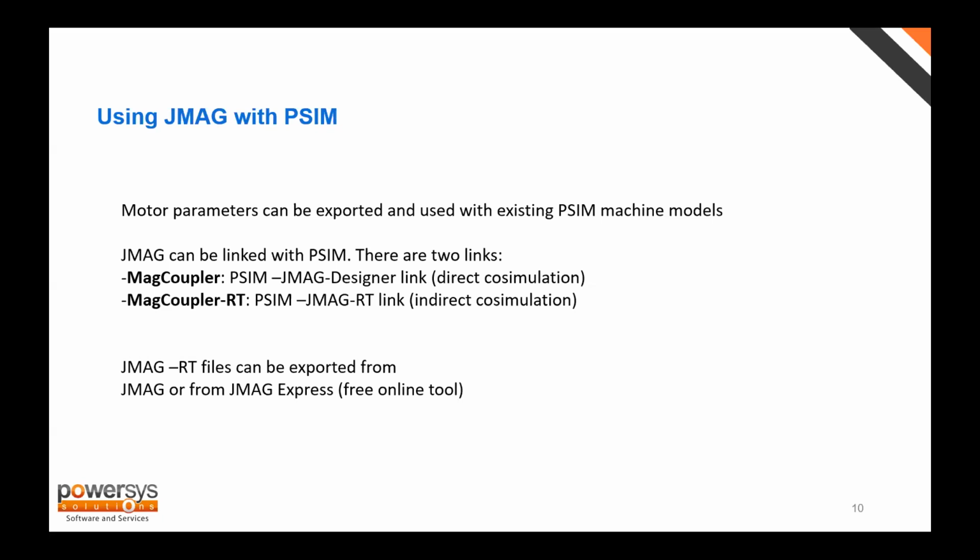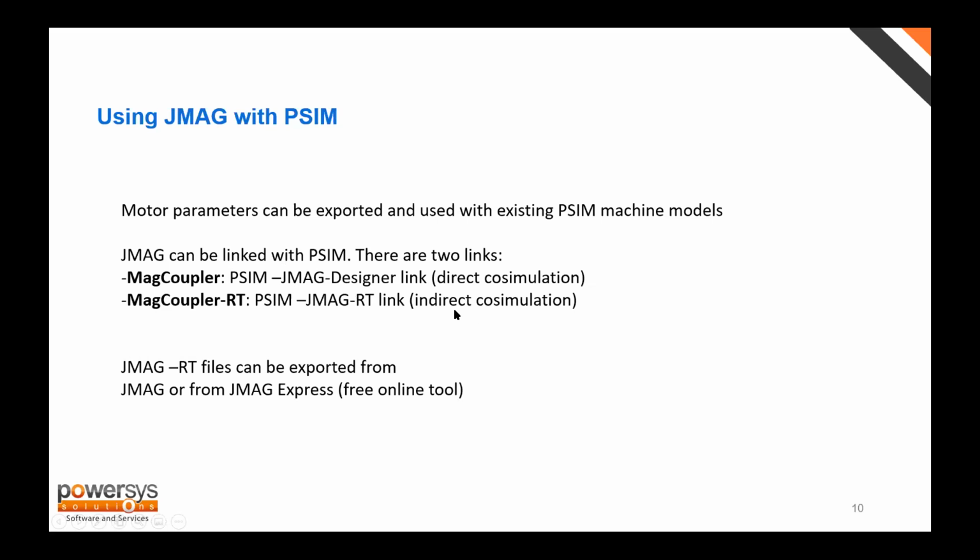But the two main links that we use between JMAG and PSIM are the MagCoupler and MagCoupler-RT. First, the MagCoupler is the direct link between PSIM and JMAG Designer if you want to make a real co-simulation. Then you can exchange data between both software in real time. Or you can use MagCoupler-RT, which is the module, the link between PSIM and JMAG-RT.